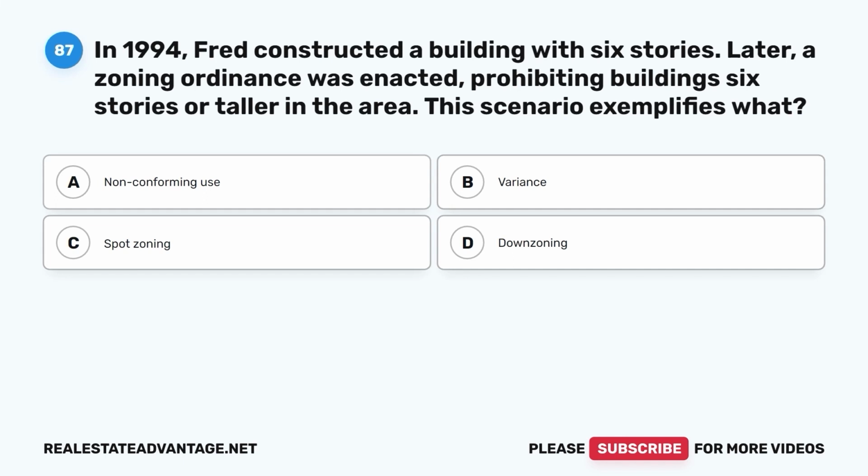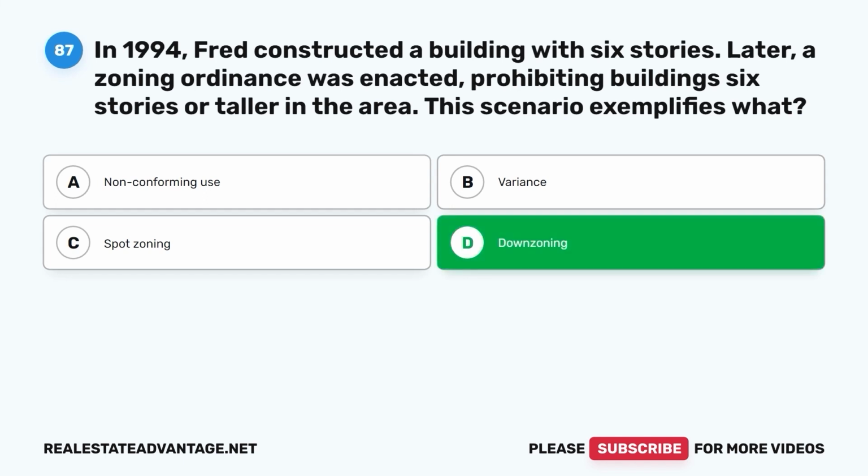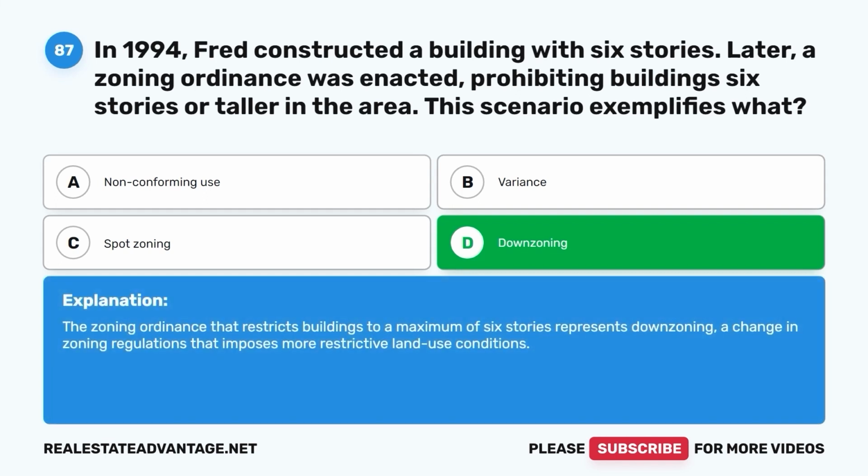A. Non-conforming use. B. Variance. C. Spot zoning. D. Down zoning. The correct answer is D. Down zoning. The zoning ordinance that restricts buildings to a maximum of 6 stories represents down zoning, a change in zoning regulations that imposes more restrictive land use conditions.